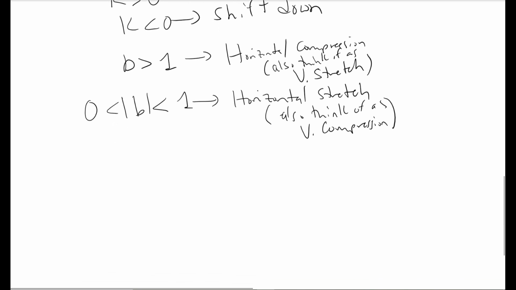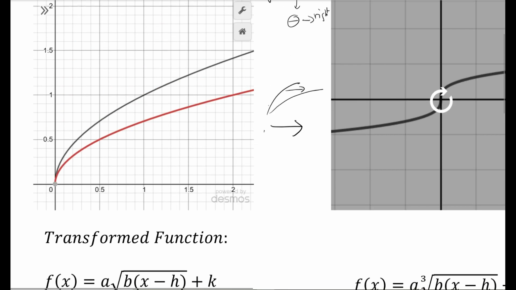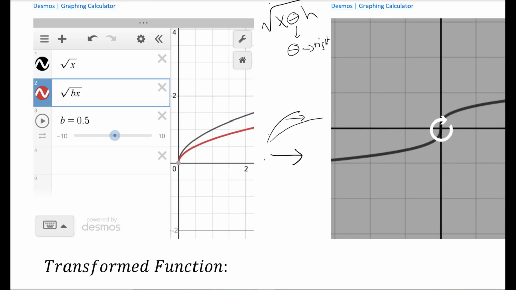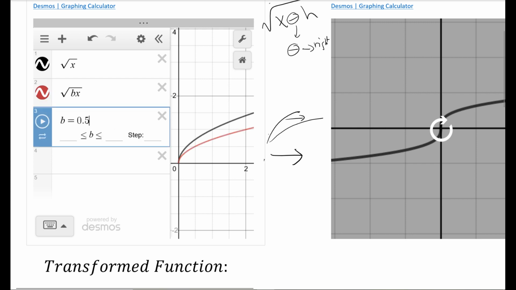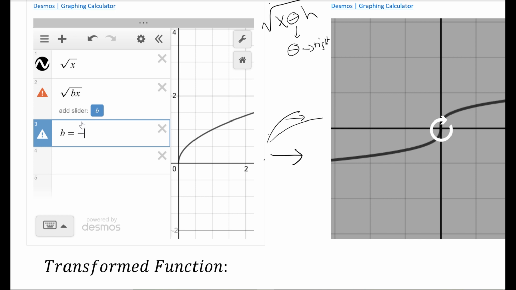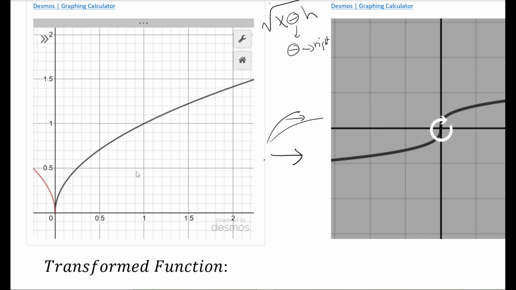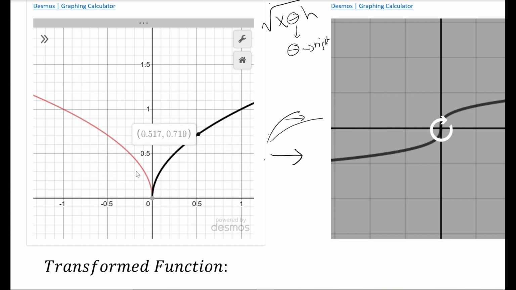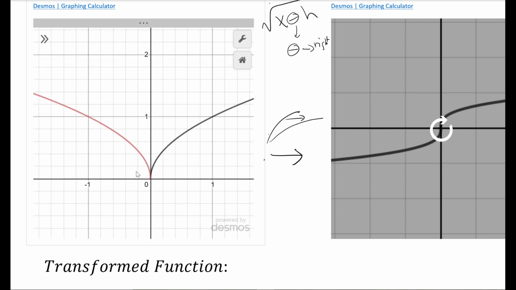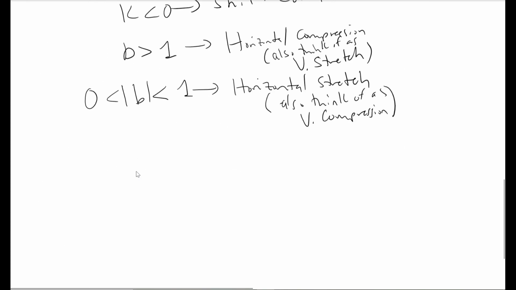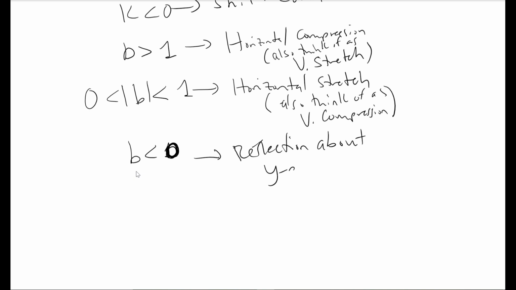All right, so now what happens if b is negative? This is the very last case that we got to look at. So if b is negative, let's say negative 1. Let's change that to negative 1. Well, in that case, look what happens to the graph. The graph actually reflects. It reflects about the y-axis. You can kind of tell. So if b is negative, which means that it's less than 0, then we have a reflection about the y-axis.